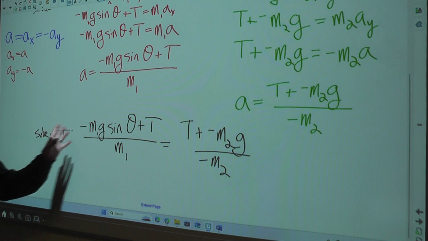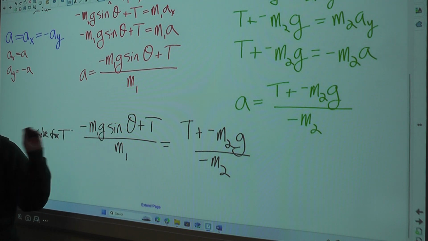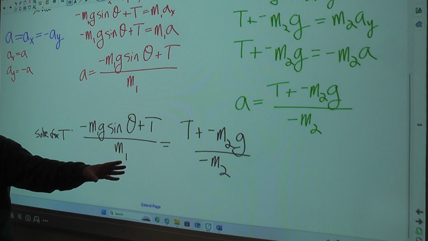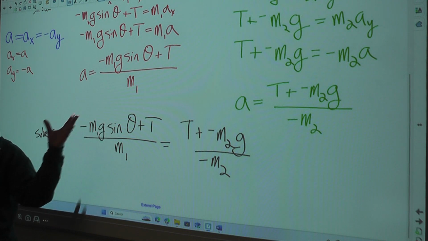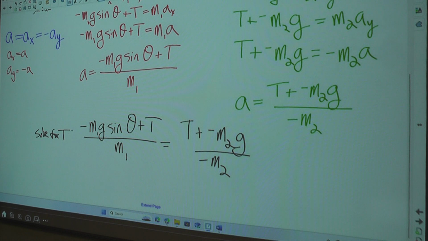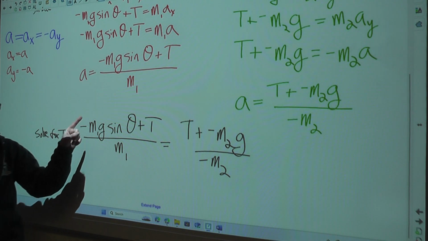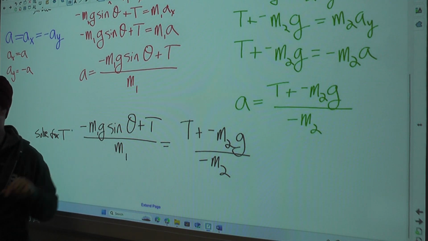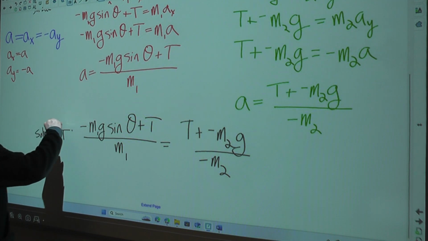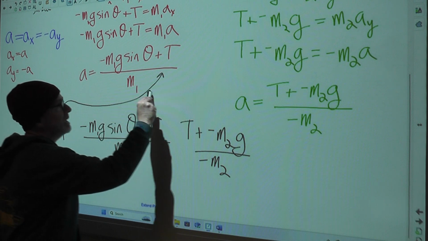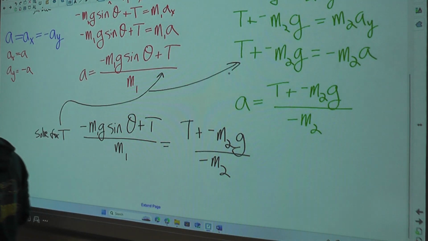So you multiply both sides by m1, multiply both sides by negative m2. You'd have t on both sides, you'd do some combination, some solving, and you'd end up with t equals something, and you'll have a number, because you know m1, g, theta, and m2. And then you can plug t back into either of these equations.